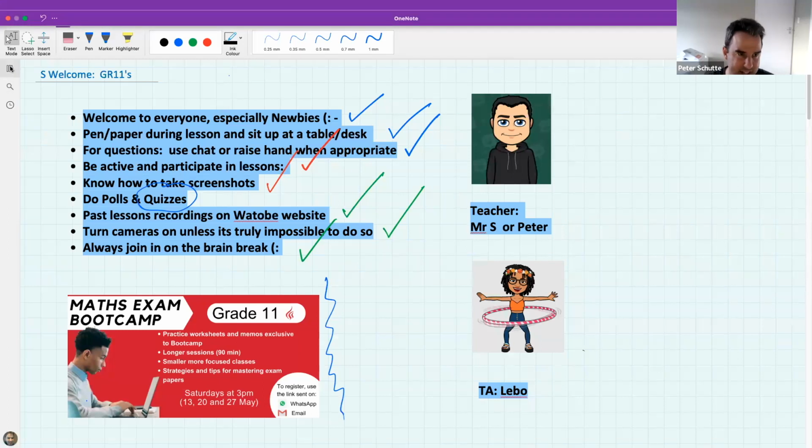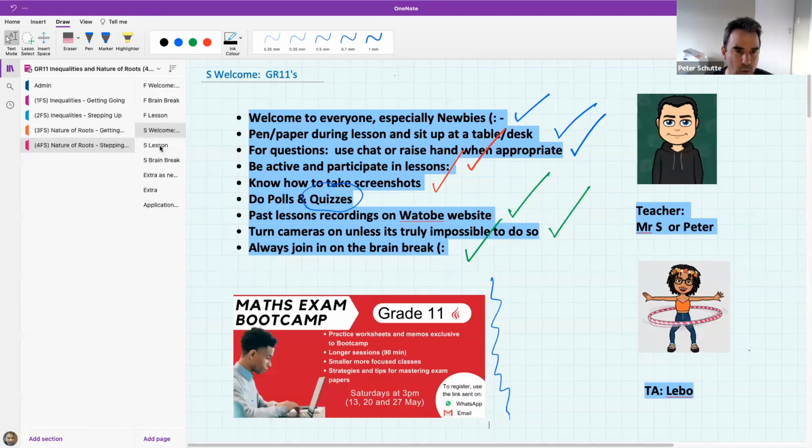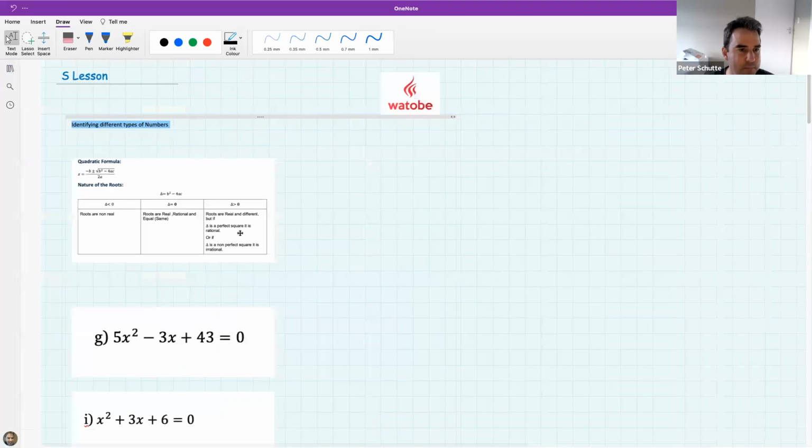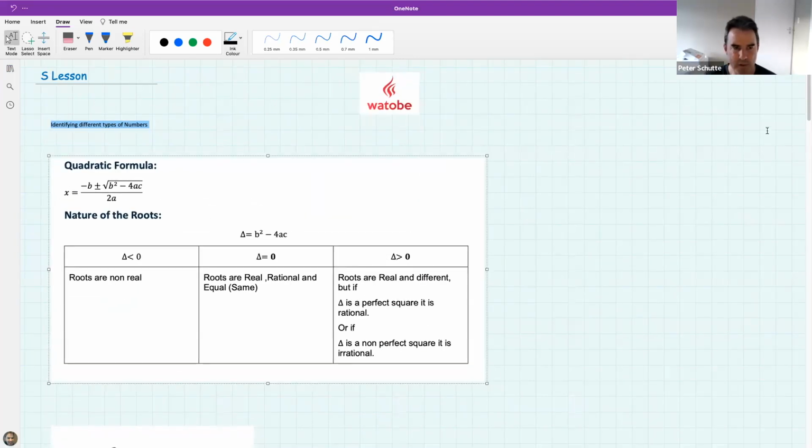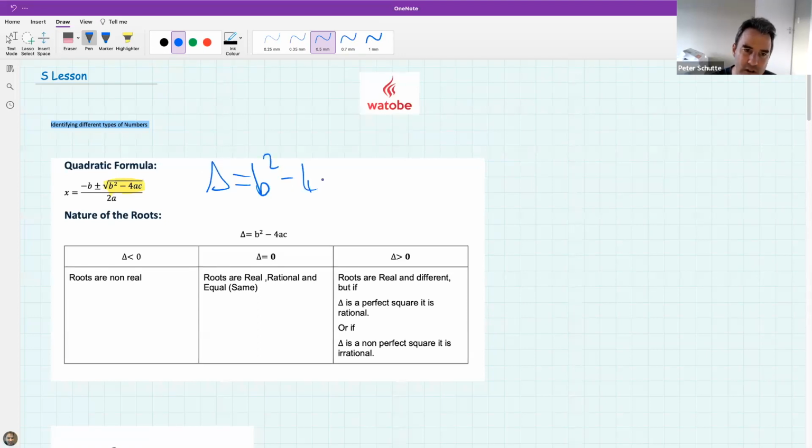So in the previous lesson, you guys were talking about something called nature of the roots. Basically, what nature of the roots deals with is this part inside of the quadratic equation that we call delta. And if we work out what delta is, we actually don't need to know the answers to the equations to classify the roots, just to know some information about them.